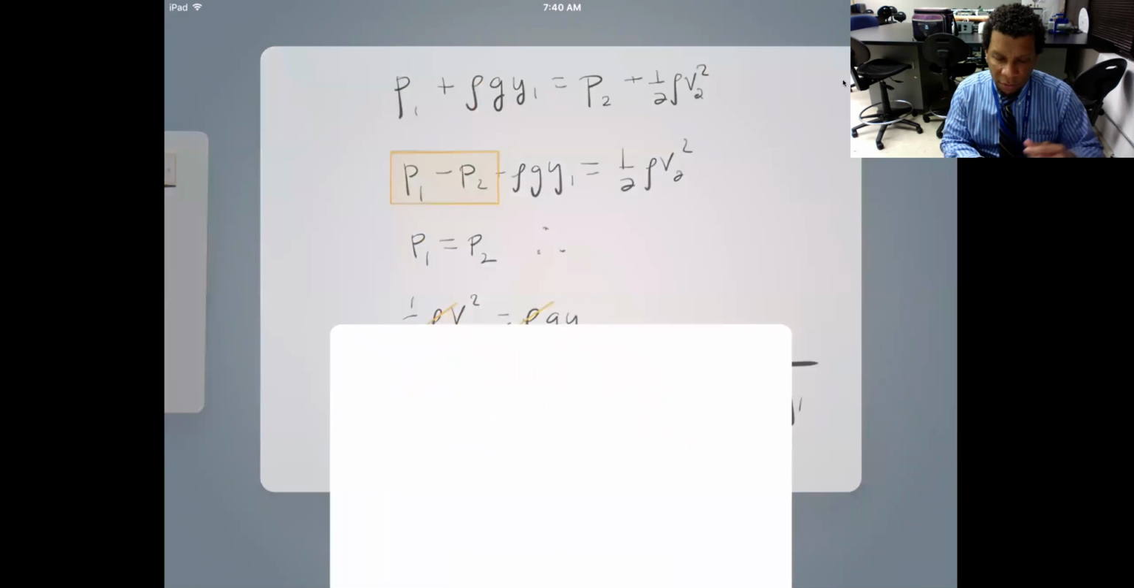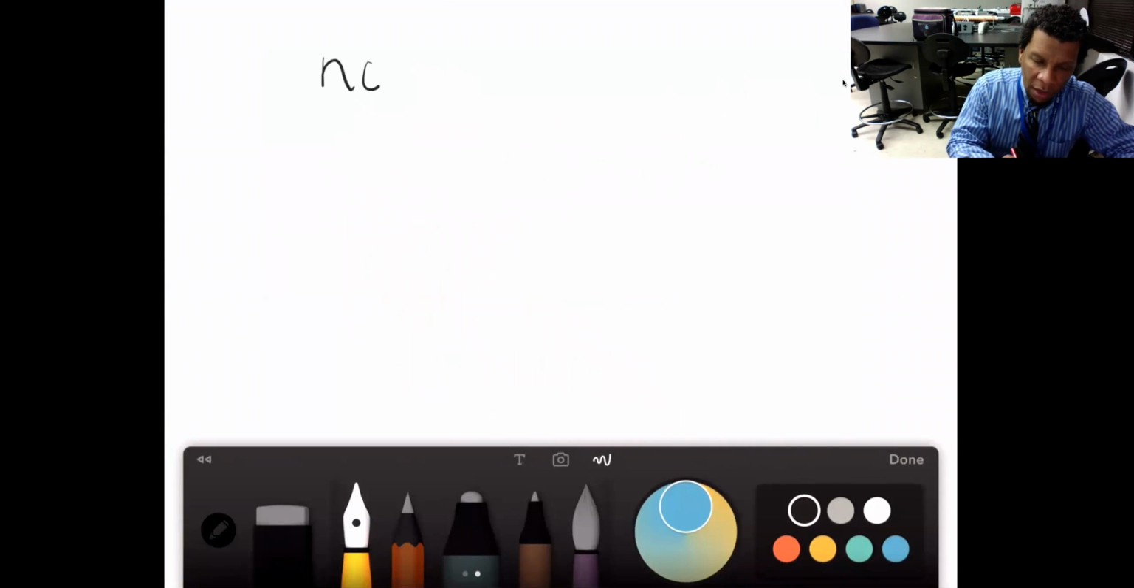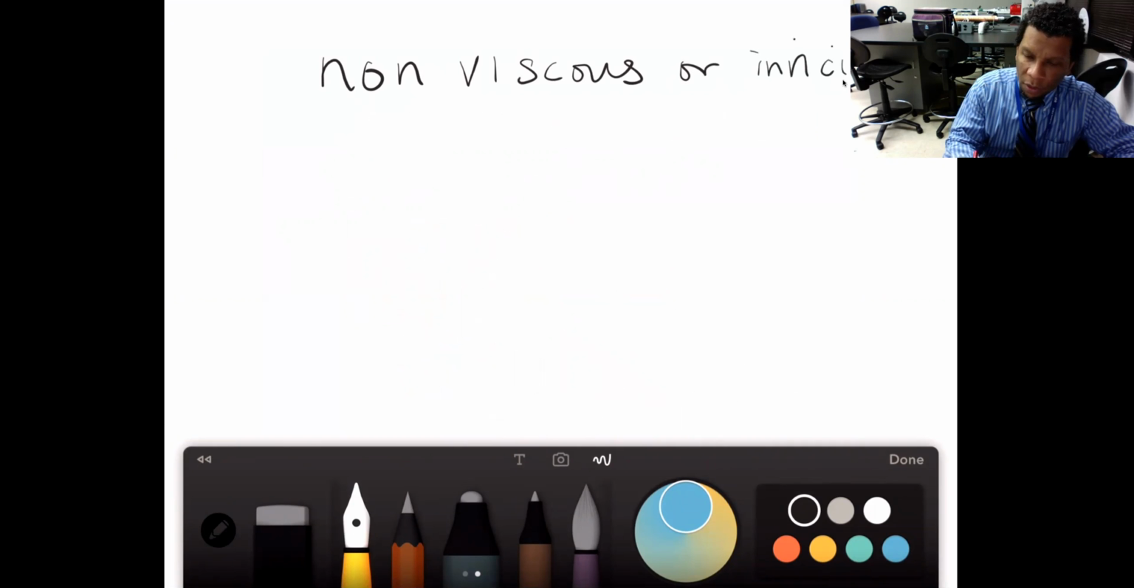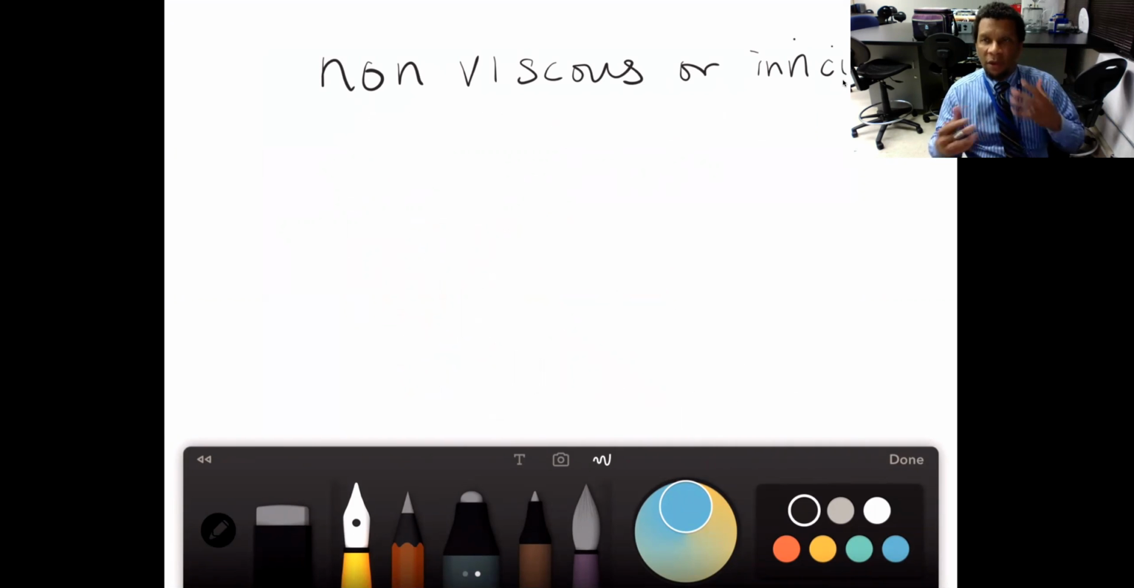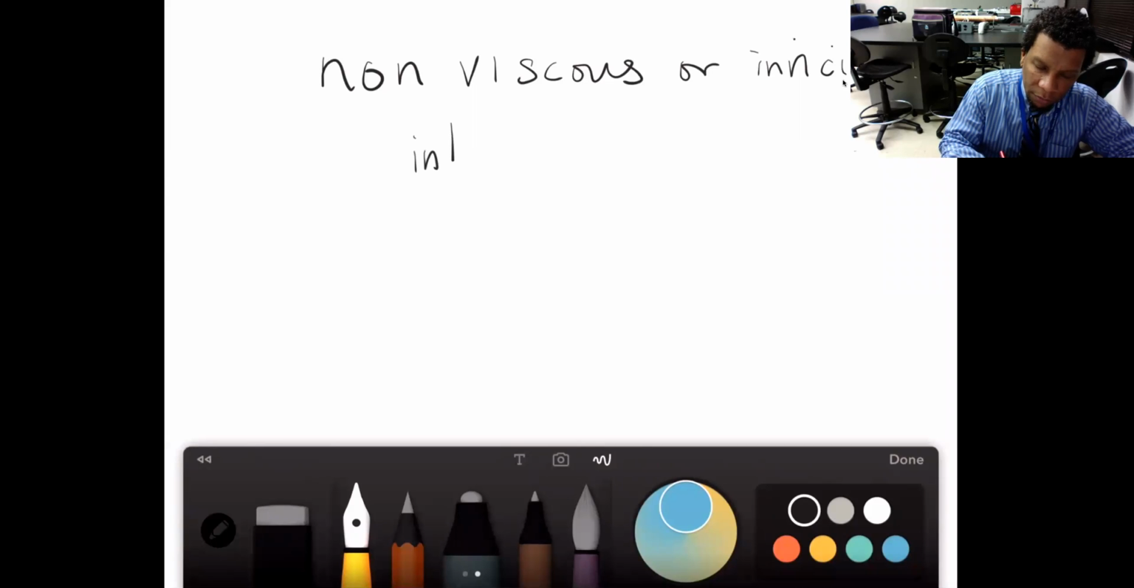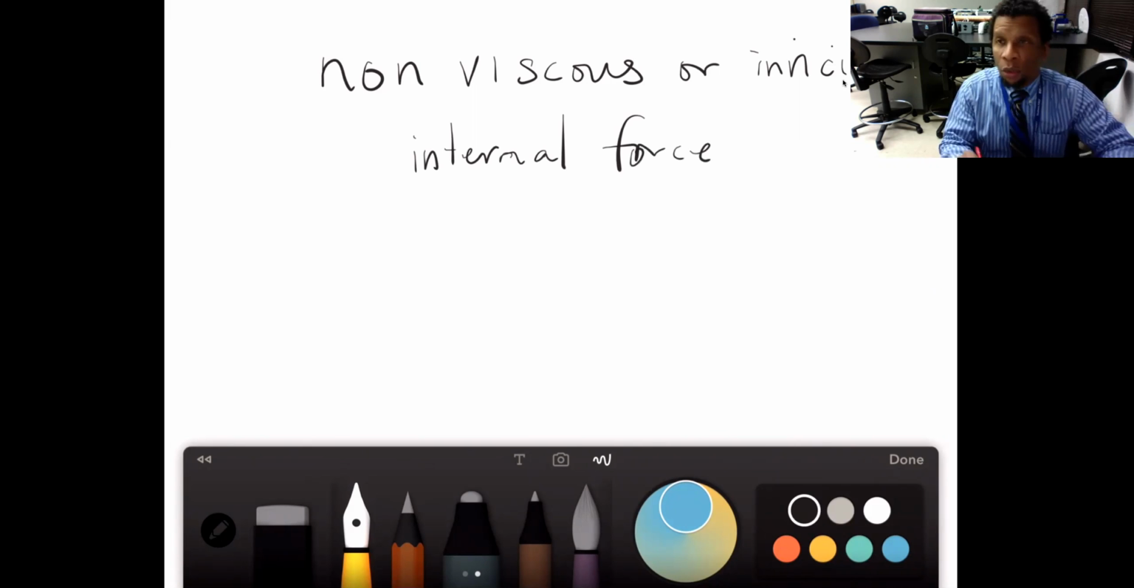So let me see if I can pull up another page here. So it's non-viscous, or inviscid, which means that you have to understand what viscosity is. Viscosity is when you have internal forces acting on a fluid, as well as external forces.